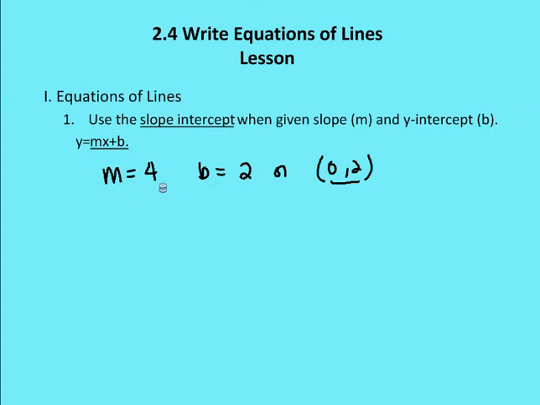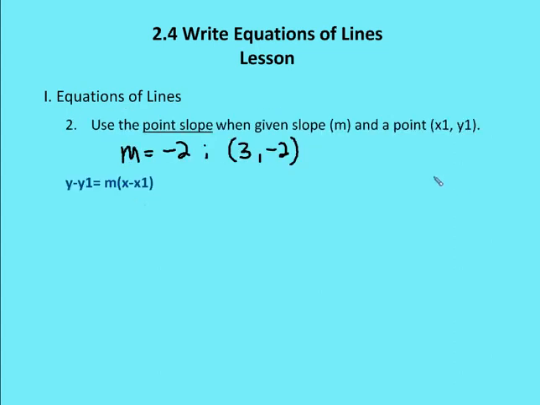Well, we have the slope in this case, and we have the y-intercept, or at least the y-coordinate for the y-intercept is 2. And that's all we need just to write the equation of this line. So it would be y is equal to mx plus b, where the slope m is 4, x is still x, and then the y-intercept is 2. So I end up with an equation y is equal to 4x plus 2, where the slope again is 4, and the y-intercept b is 2.